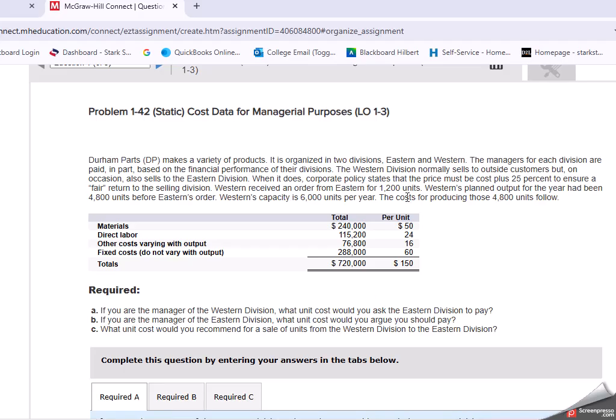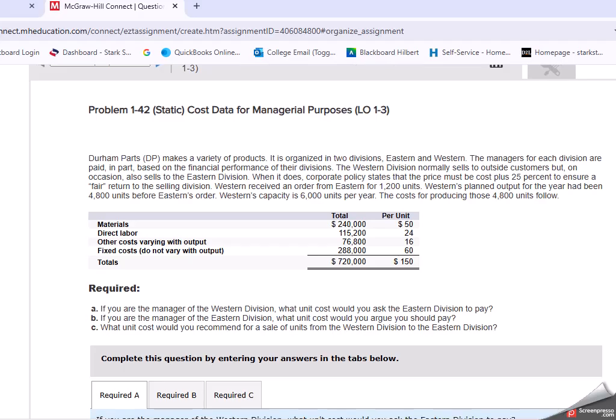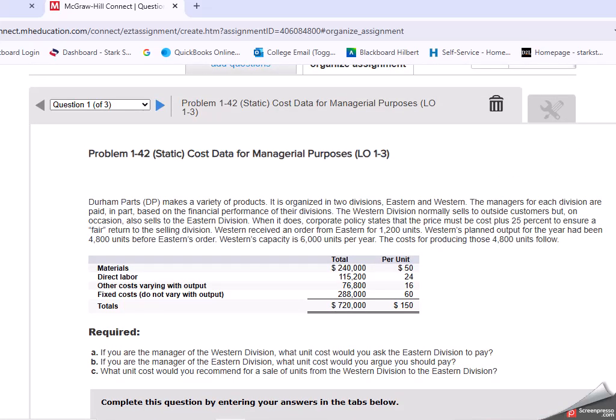So our materials, our labor, and our variable costs are not going to change no matter who they're making those for. So if we take the 50 plus the 24 plus the 16, their variable costs would be $90. If we considered those costs only and multiplied that by 1.25, that's the cost plus 25%, those costs would be $112.50. Now, again, we've got to factor in these fixed costs as well.